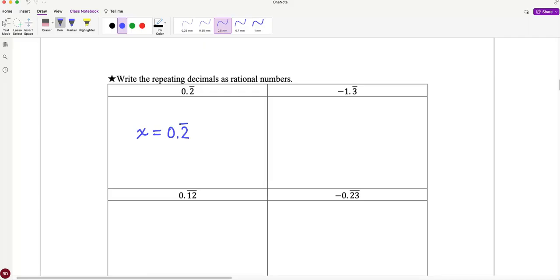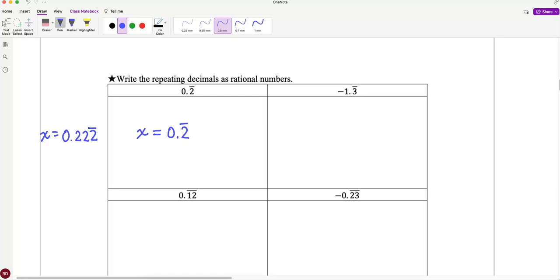That means that 2 goes on forever, okay? Another way of thinking of this, x is 0.222. That's the same thing. The 2 goes on forever, right?